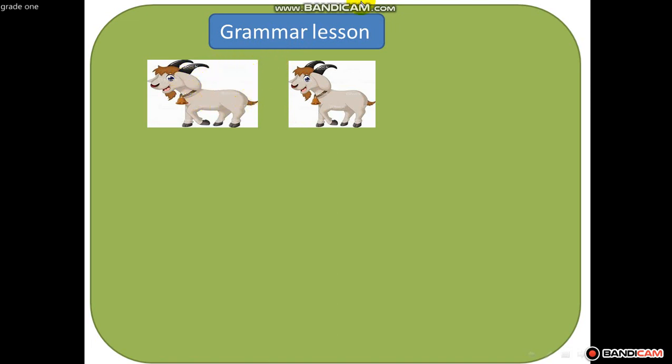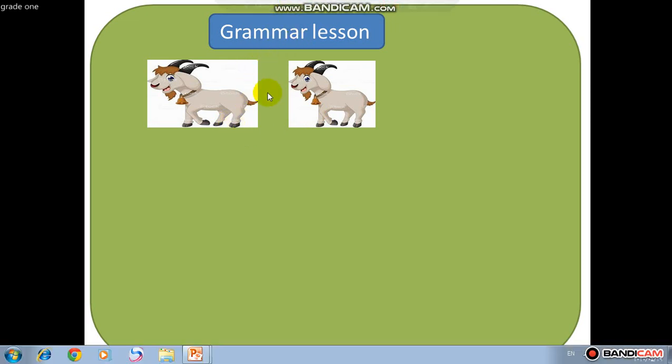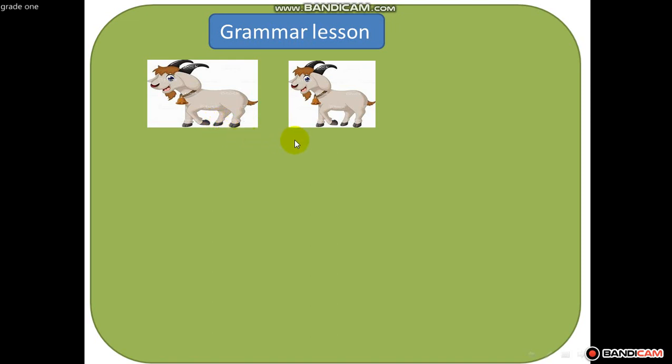How many. So repeat after me. How many. So one more time, to ask about the number of things or the number of persons, we're going to use how many. Would you please look at this picture and tell me, what's this? Excellent. This is a goat. So if I want to ask about the number of these goats, what should I do? I'm going to use how many.